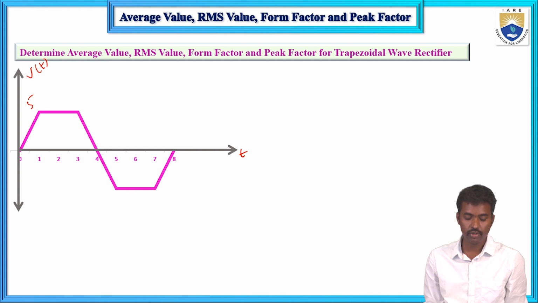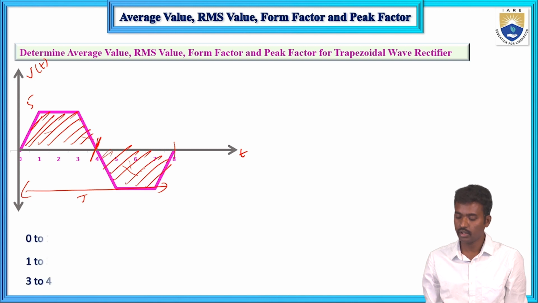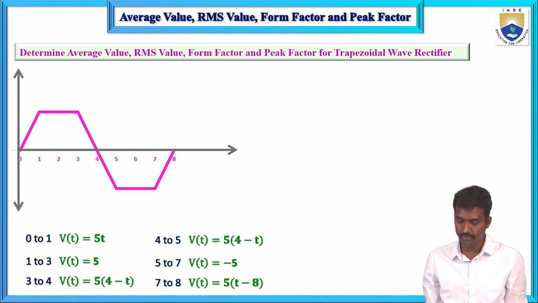So for trapezoidal, first tell me whether it is symmetrical or asymmetrical. This is a symmetrical waveform. The positive half cycle and negative half cycle are the same. So the total time period is T, and the half cycle is T by 2, that is 8 by 2, which is 4. So the positive half cycle is the same and the negative half cycle is the same. This is symmetrical, so you can use this formula.